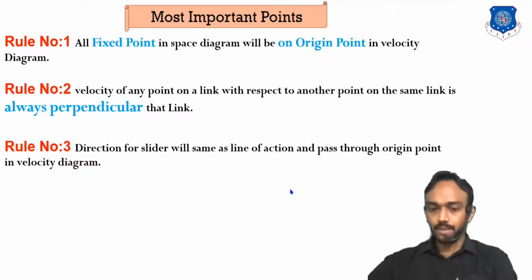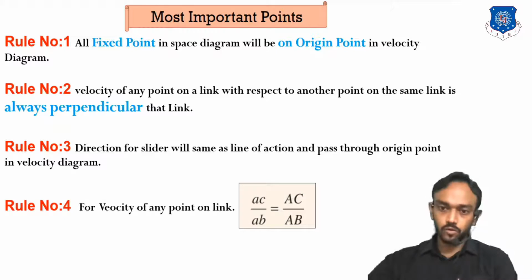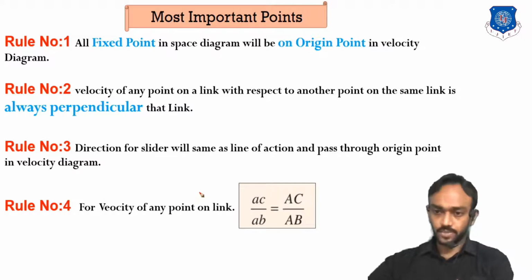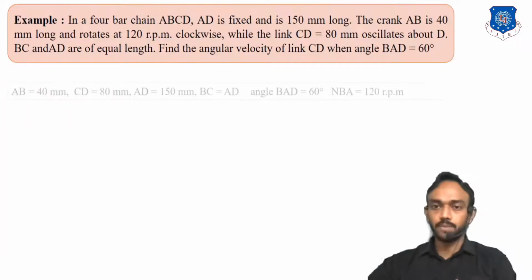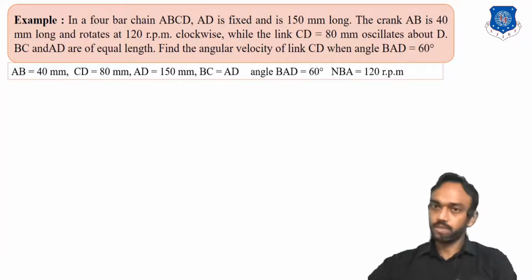Okay, and after that, the last and fourth rule is the velocity of any point on a link. Means for the velocity, if on a link you want to find the velocity of any point, you have to take the ratio between the space diagram and velocity diagram. Okay, let's start the first example of velocity in mechanism.